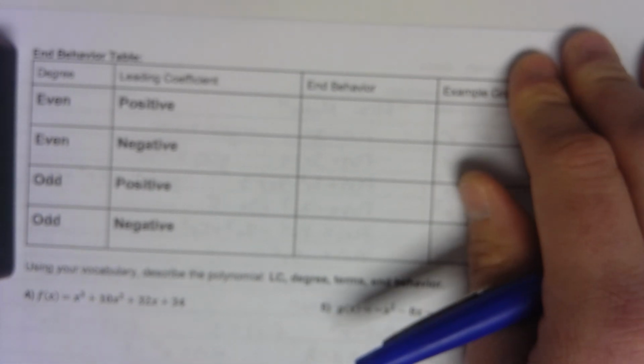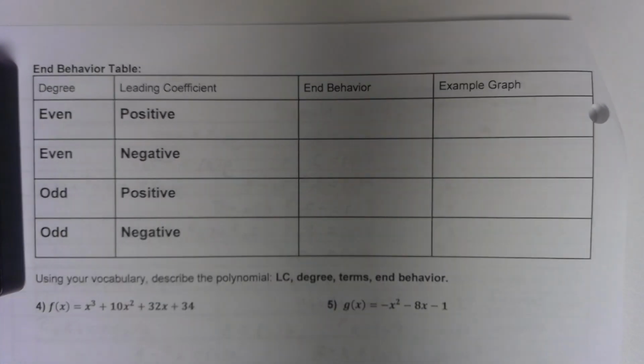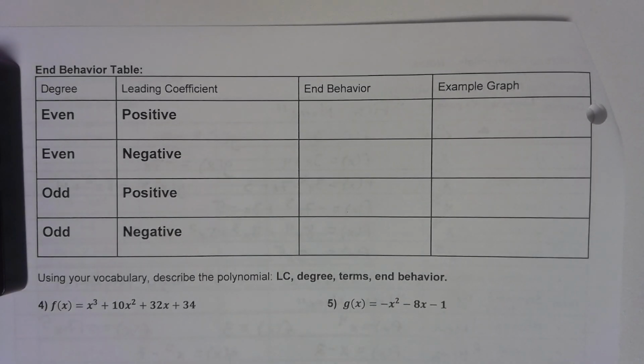So next thing we're going to talk about is the end behavior of a polynomial. The end behavior is what happens to a graph when we go all the way left to negative infinity, or all the way right to positive infinity. With polynomials, one of two things is going to happen. The ends are either going to go up or down.